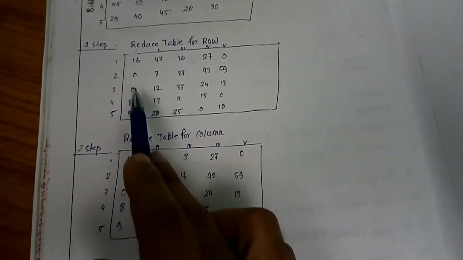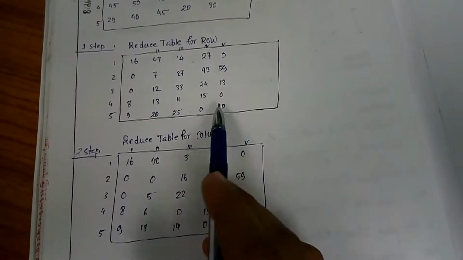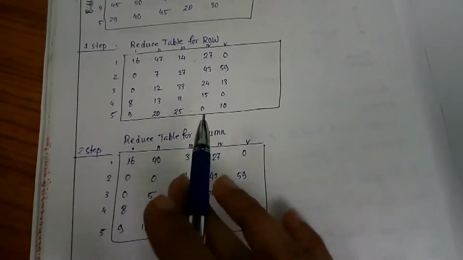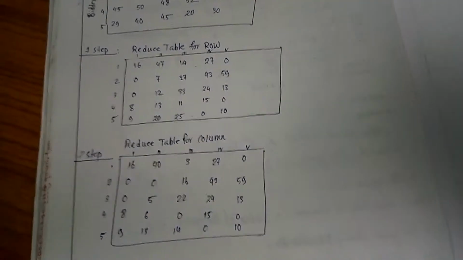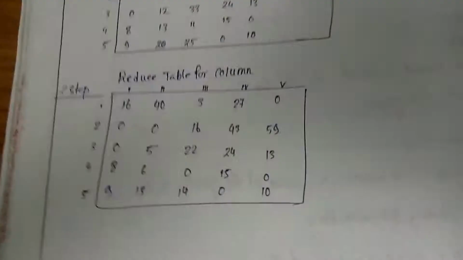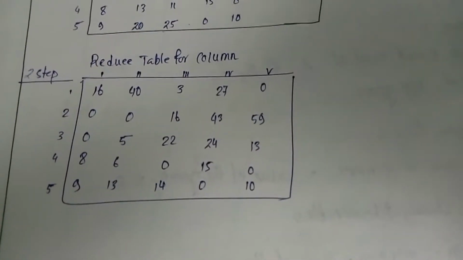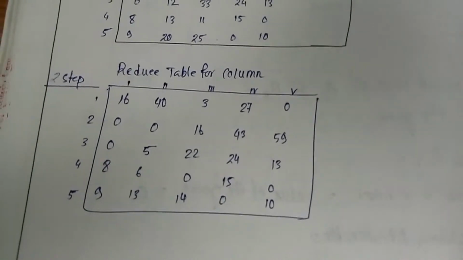If you get at least one 0 in each column, then there is no need to go for the second step. You can do the assignment for the first table. See, in my table, the first column has a 0, but the second column has no 0. That's why we go for the second table, which is our reduced table for the column. Now do the assignment for that.